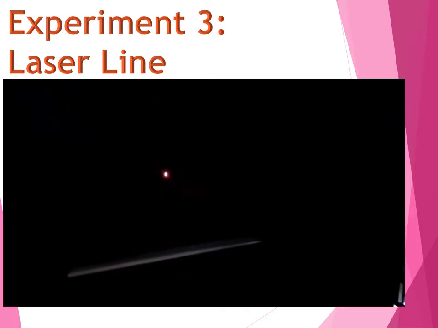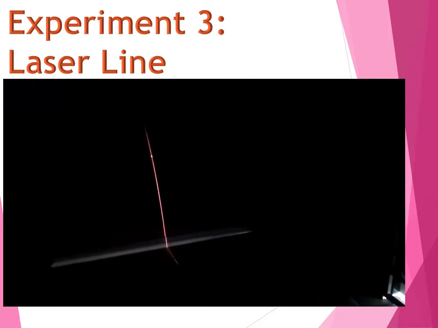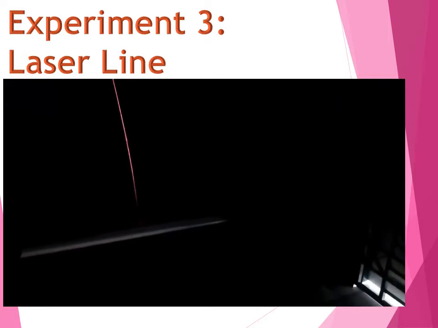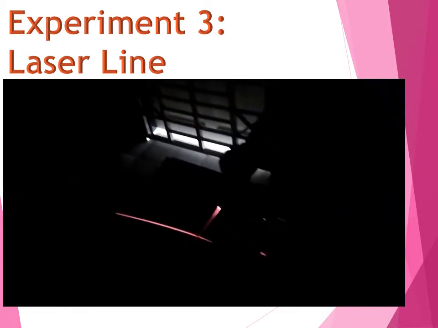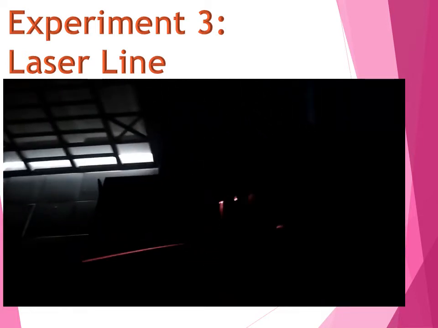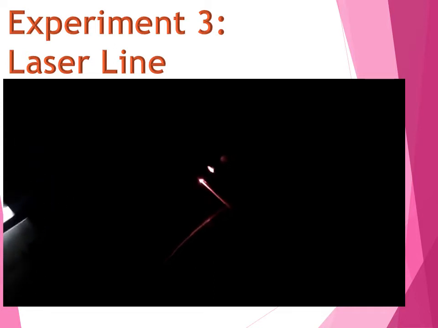while we obtain a vertical line when the rod is placed horizontally. The cylindrical rod acts as a lens and refracts the laser beam. As a result of the refraction, the laser spot changes into a laser line.